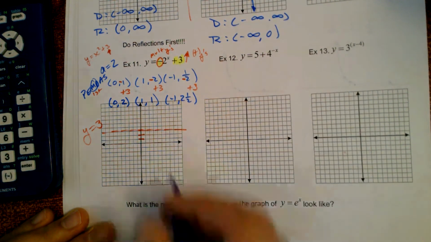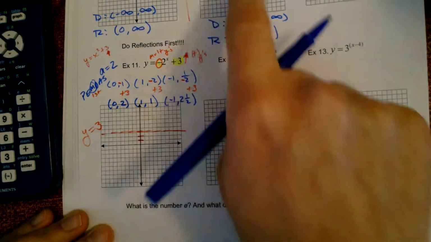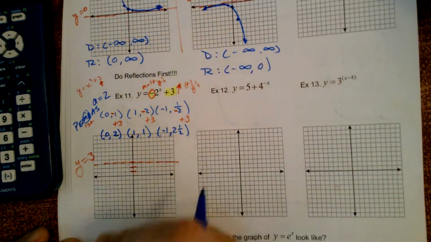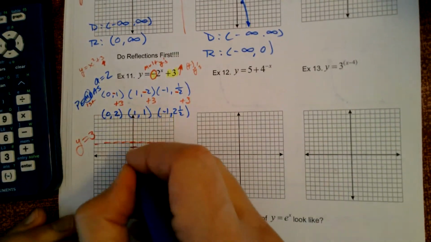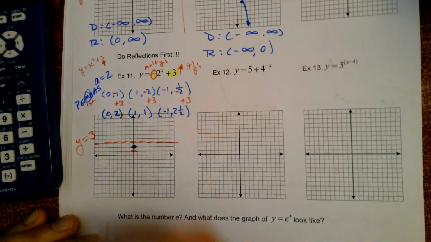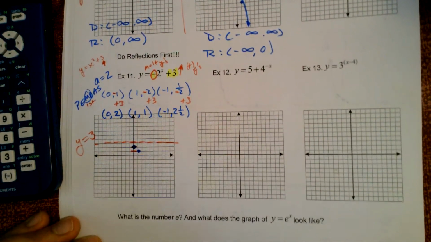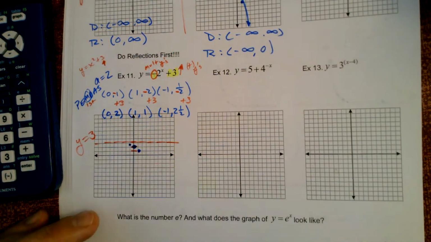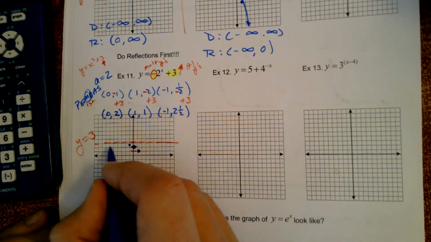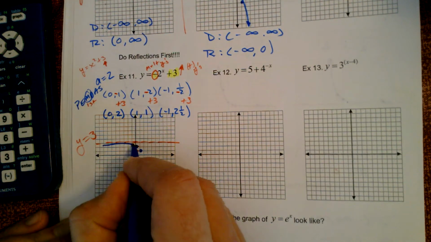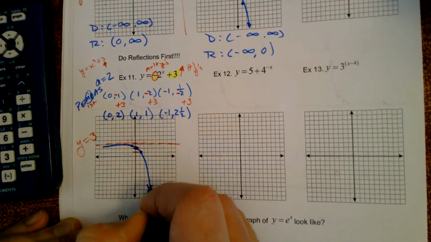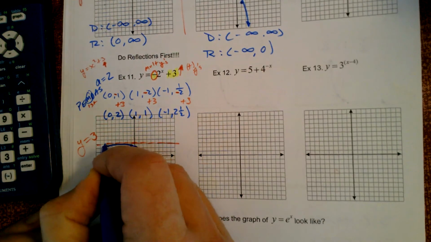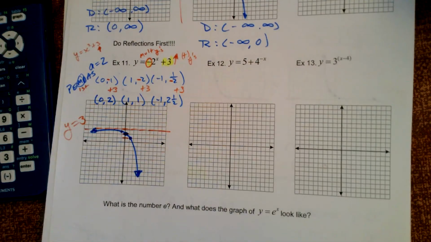So I graph it. Remember, it's a reflection down. It's going to look like this one up here, and it's been shifted up 3 units. So I've got (0, 2), it's right there. I got (1, 1), and I got (-1, 2.5) right there. It's not a straight line. It starts at the asymptote, and it's a J curve away from the asymptote. It looks like a J, in this case upside down. It's been flipped, and it's been shifted up.